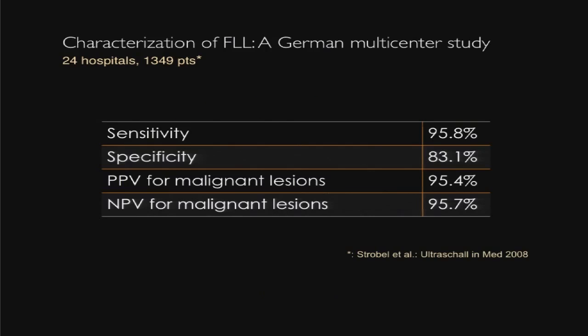Okay, so what about the characterization? We have a German multi-center study performed in 24 hospitals, and more than 1,300 patients have been included. So the sensitivity was 95%, specificity was 83%, and the positive predictive value for malignant lesions was over 90%, and the negative also.